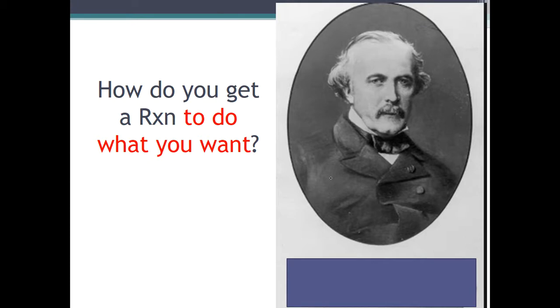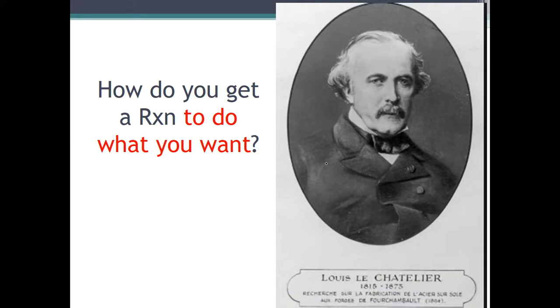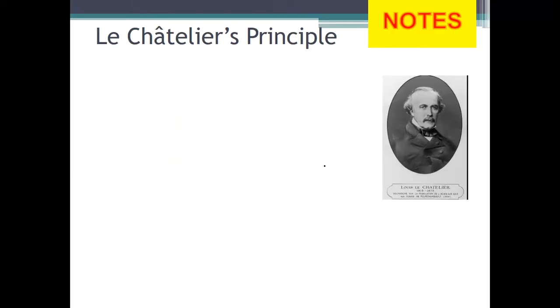This beautiful concept is the one that we need to conquer today, and it is the most important. How do you get a reaction to do what you want? Well, ask this fine gentleman. This is Louis Le Chatelier. And he was one of the Frenchmen that was the originator of the best way to look at chemistry and get it to do what you want. And like a true Frenchman, he hated stress. So that's what it's about. Le Chatelier's principle, if we say it correctly. Le Chatelier is the correct way to say it.